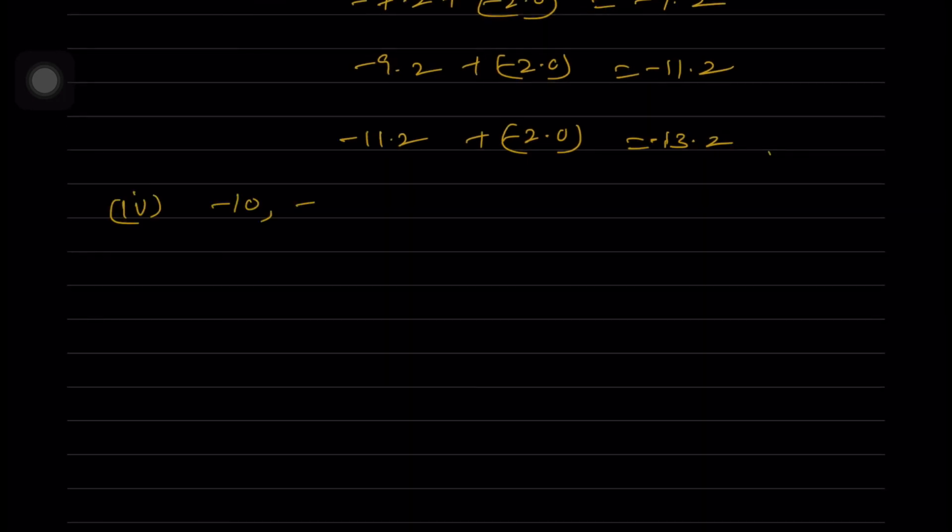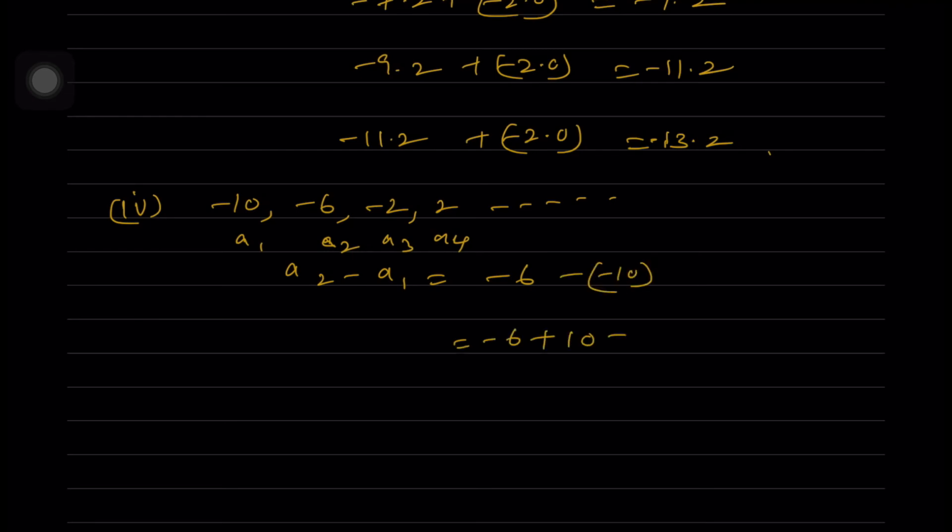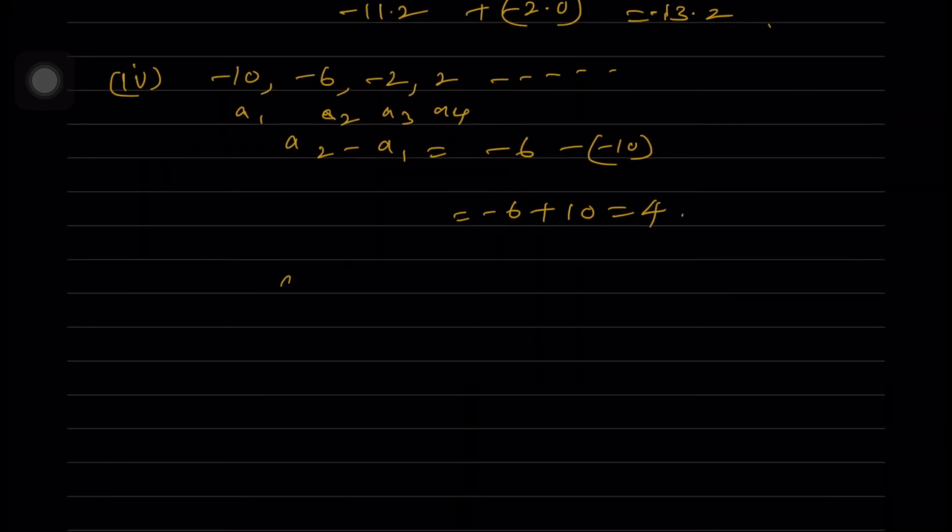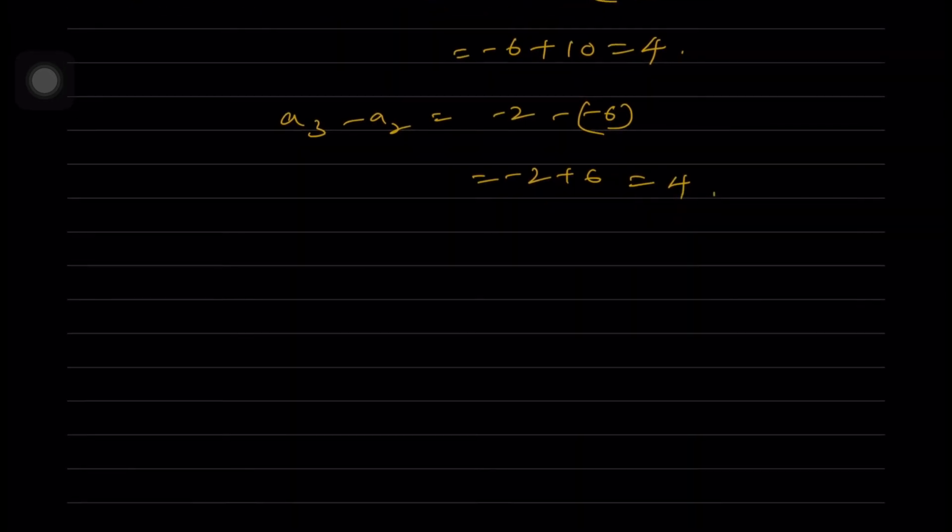Then the fourth one: minus 10, minus 6, minus 2, 2, and so on. So A1, A2, A3, A4 is given. What is A2 minus A1? We'll find out. Minus 6 minus of minus 10, minus 6 plus 10, which is equal to 4. A3 minus A2 is equal to minus 2 minus of minus 6, which is equal to minus 2 plus 6, which is equal to 4. So A4 minus A3 is also the same. We are going to get it as 4: 2 minus of minus 2, which is 2 plus 2, which is equal to 4.